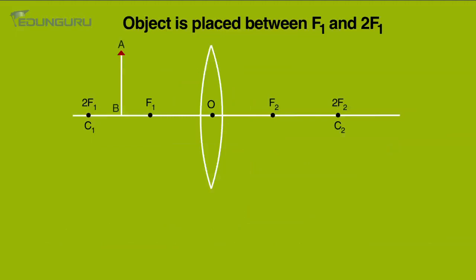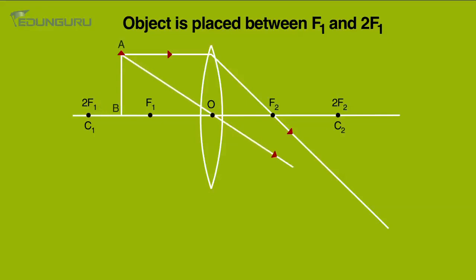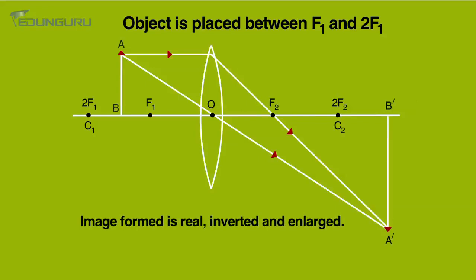Let us take the third case, in which the object is kept between f1 and 2f1. Now when an object is placed between f1 and 2f1, the first light ray that we have taken is parallel to the principal axis. After refraction, it actually passes through f2. We have taken another light ray. This light ray is passing through the optical center, and as we know, it will go undeviated. These two light rays meet on the right hand side beyond 2f2. That means the image is formed beyond 2f2. It is real, inverted and enlarged.